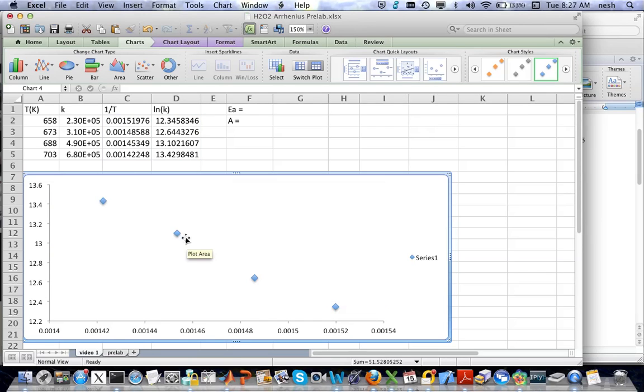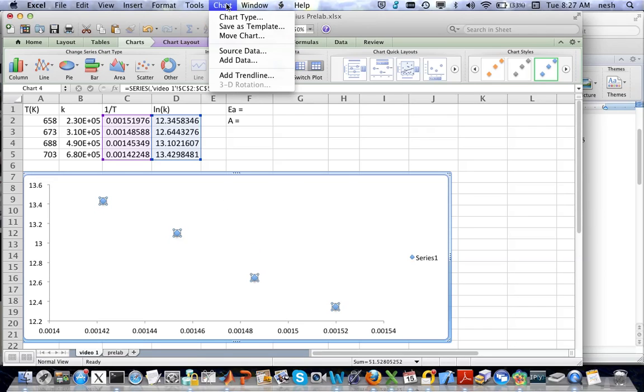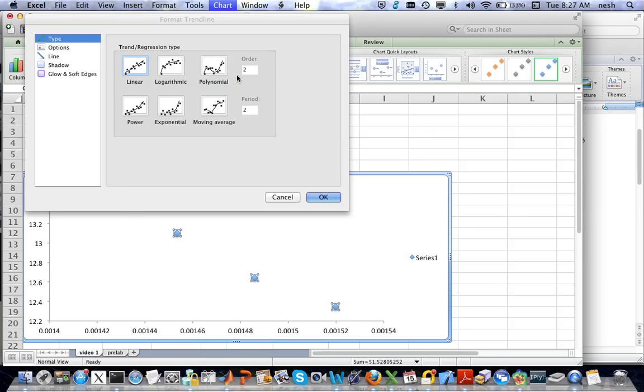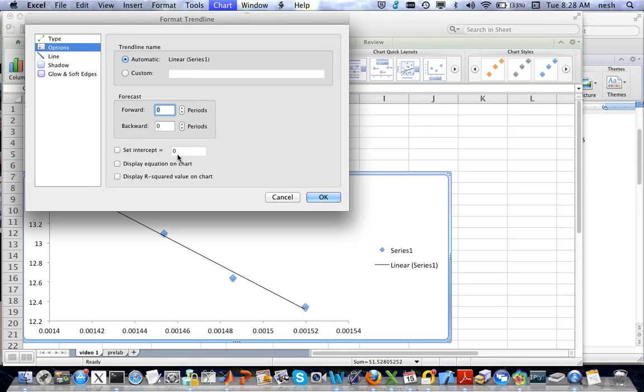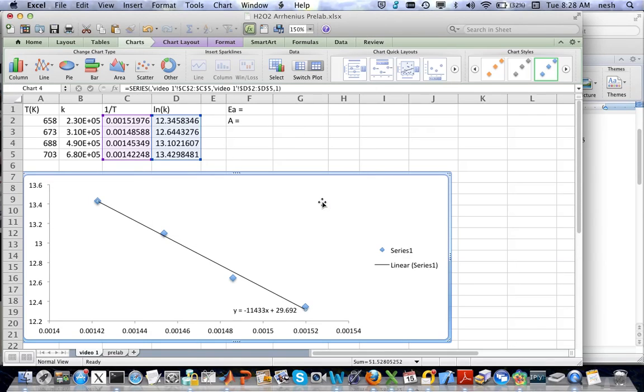Okay, if I think it's a straight line, I can also ask Excel to tell me what the parameters of the straight line are. Do that by clicking on one of the points. Go to chart, add trendline, and here it defaults to a linear regression. That's fine. I also need to have it show me the equation on the chart, which is what this button is, and as you can see, it just showed up down there. Okay, so now I know y equals mx plus b.